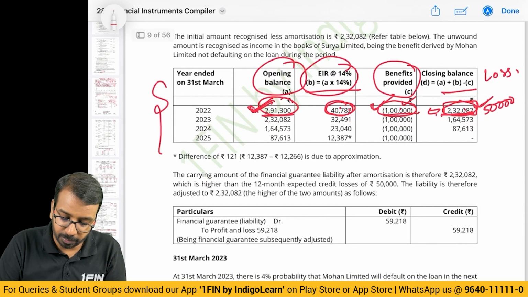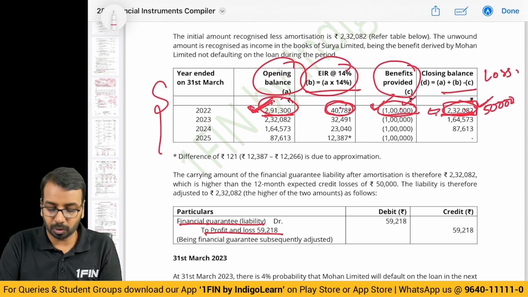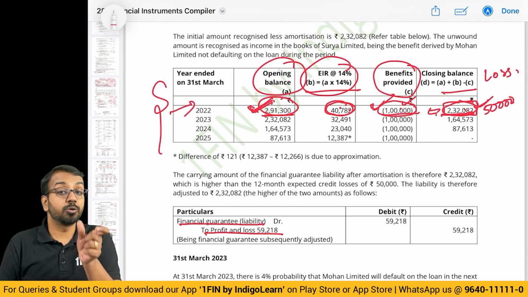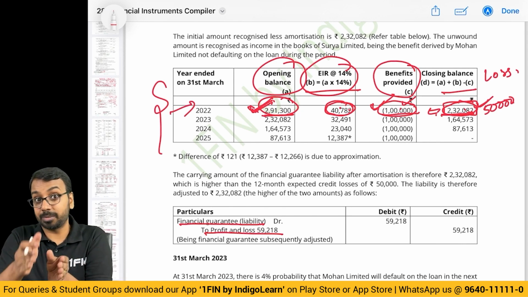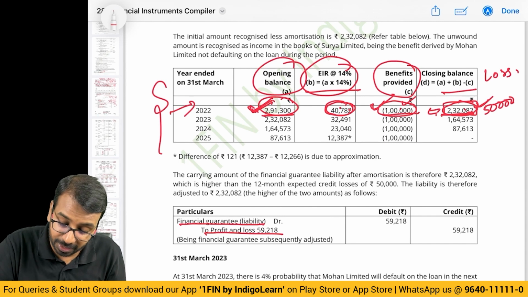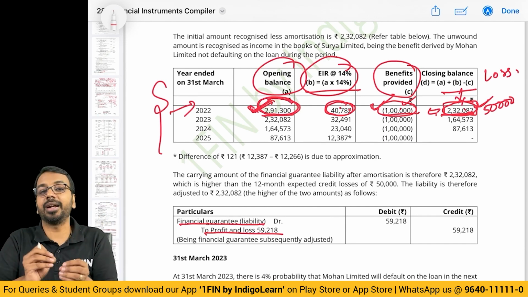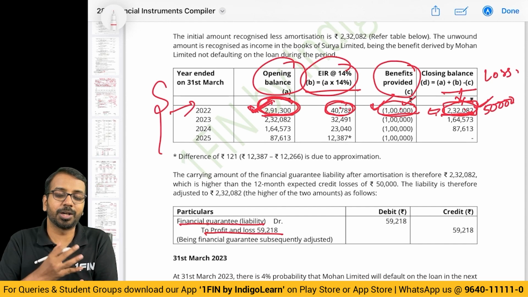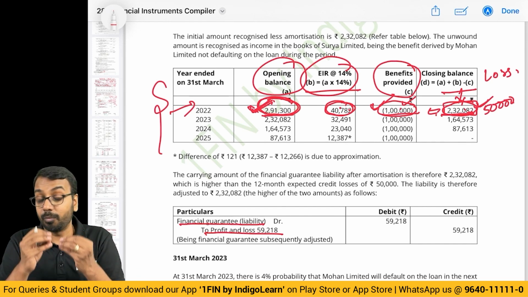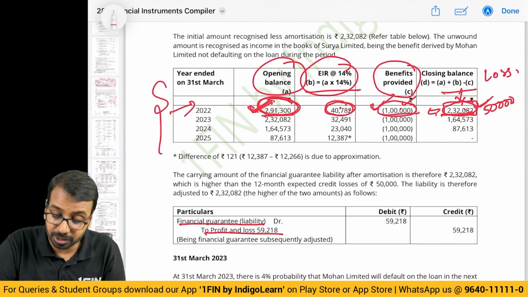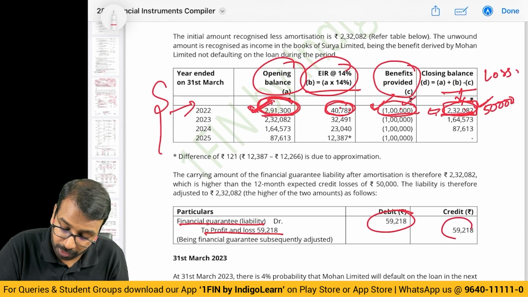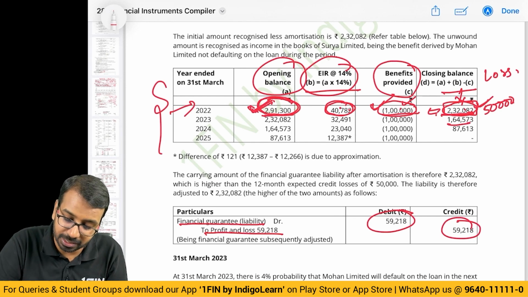So that will be booked by debiting the financial guarantee and crediting the P&L account on 31st March of 22. So opening balance plus interest minus payment gives the closing balance. My liability is now only 232. Initially my liability was 291. This difference is the income that I have earned during the period by providing the guarantee, which is 59,218. Second year closing balance is 164.